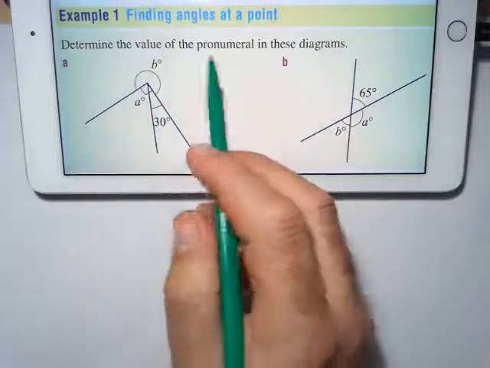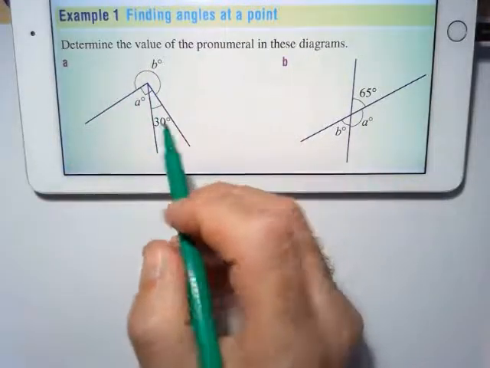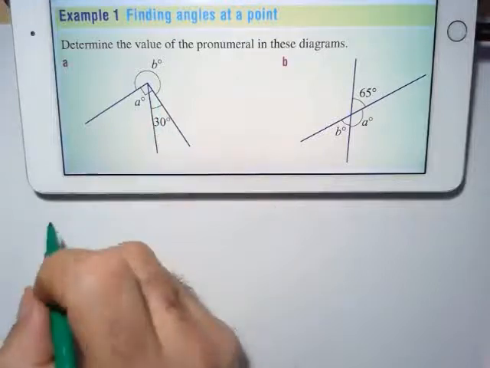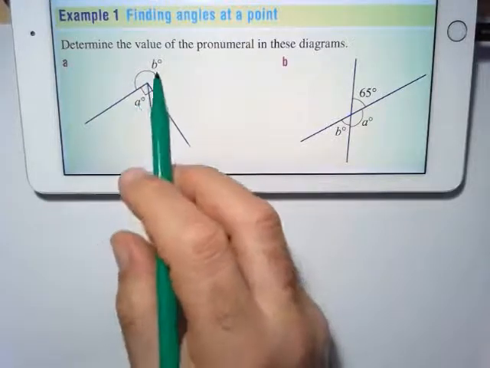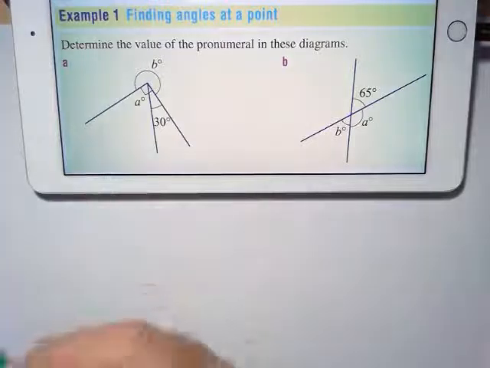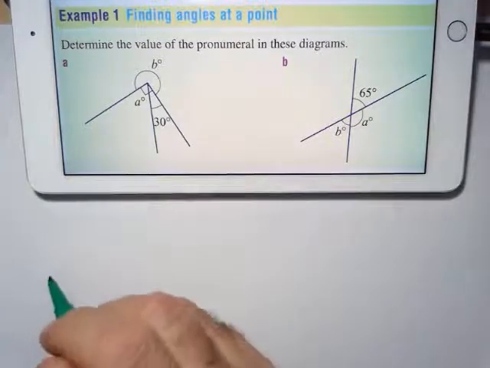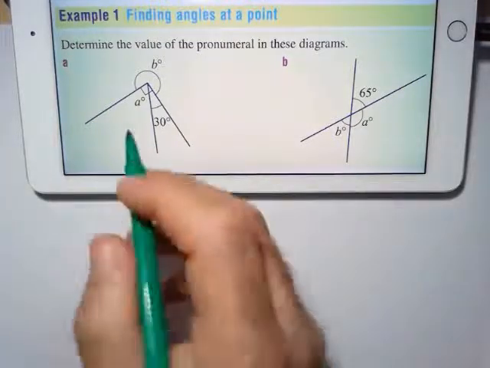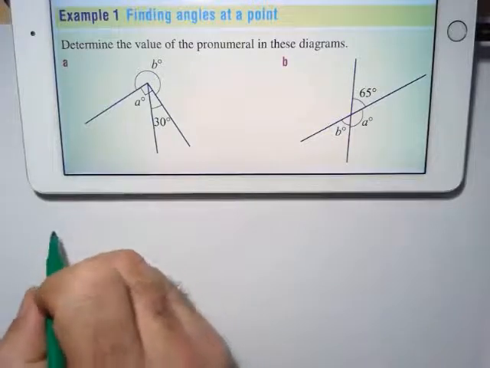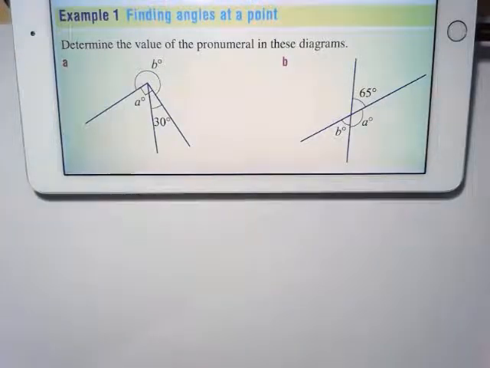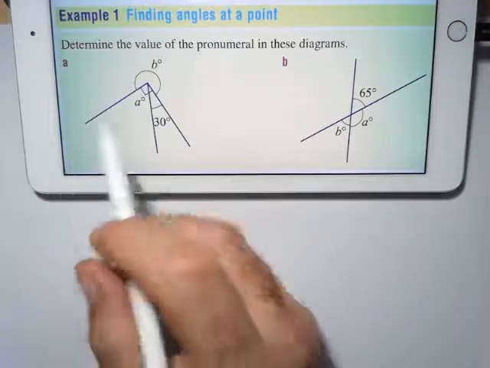Determine the value of the pronumerals in these diagrams. The pronumerals A, usually if they give us A degrees, B degrees, that's usually the easiest way to find the values. Okay, so I'm going to start off by saying, if I want to find A degrees, what can I see? What do they give me? So the whole thinking process is pretty important, as well as what you're going to write down.